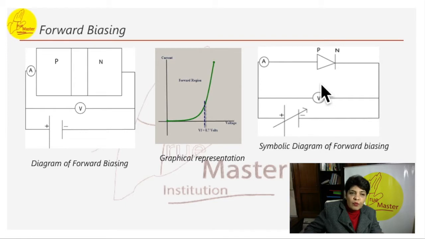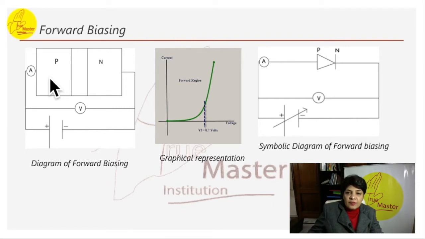We will be studying more about it. This is a knee voltage. This graph shows you the knee voltage that we will be studying in the coming few slides. Now, graphical representation of forward biasing. Initially, voltage will be required to cancel out the voltage barrier. Once the voltage barrier is reached, current will flow easily.